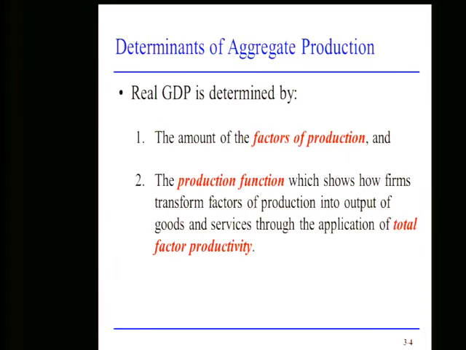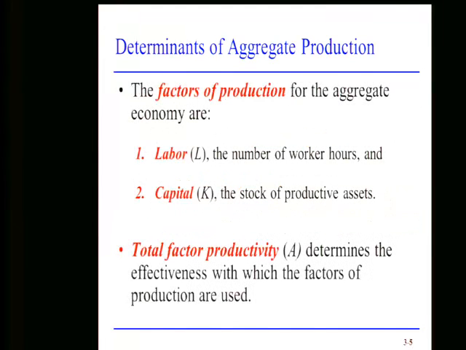Total factor productivity basically tells us how efficient we are in using our inputs, factors of production, to generate output. Some of us may be very, very industrious, and we can get a lot of output out of any given amount of inputs. Some of us maybe not so industrious. So with exactly the same inputs, we wouldn't get as much output. So that's one way to think about total factor productivity.